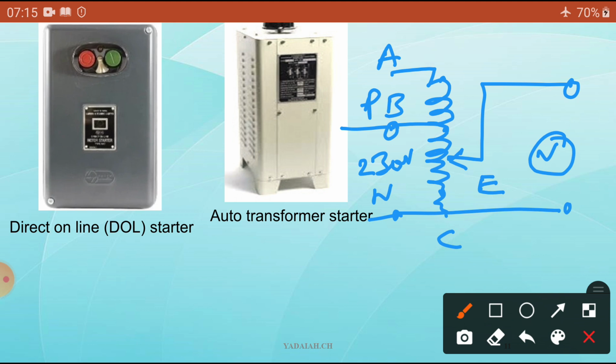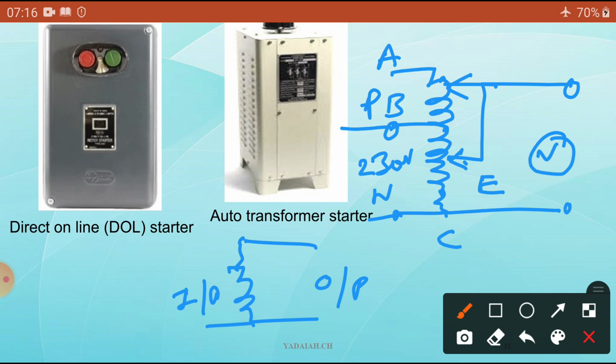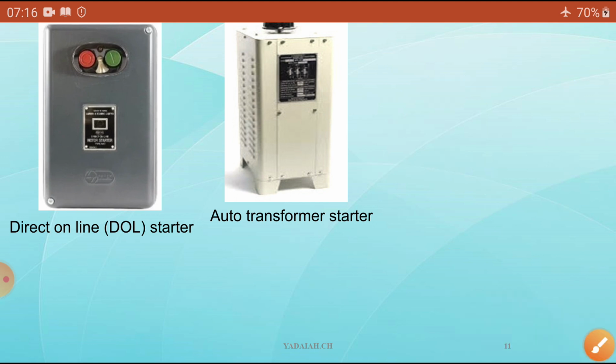Suppose if I move this jockey to these turns, for example here, what happens? So here I am going to get this one and this is the second one. So what happens? Output turns are more than the input turns, automatically voltage steps up here. So that is the beauty of this auto transformer. Okay, we can increase and decrease by varying the number of turns. The K value we are going to change. Okay, that is an auto transformer.